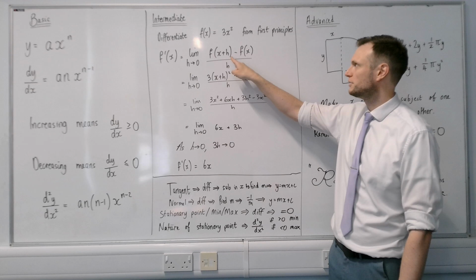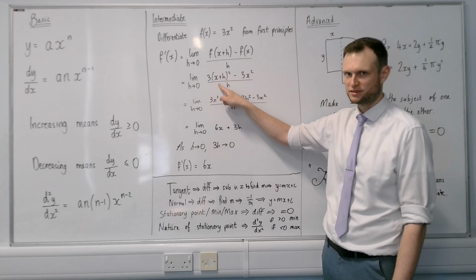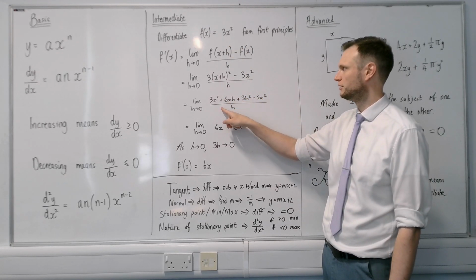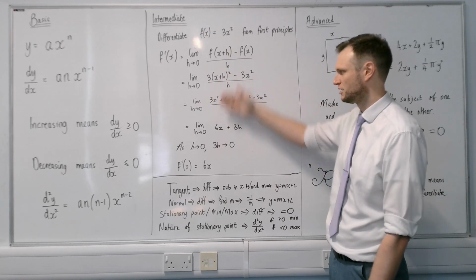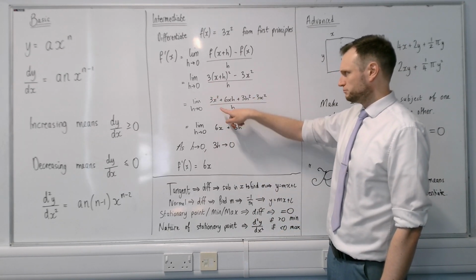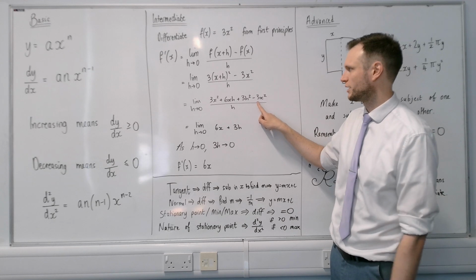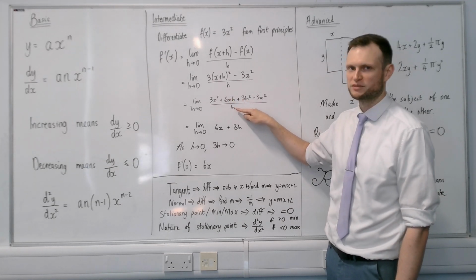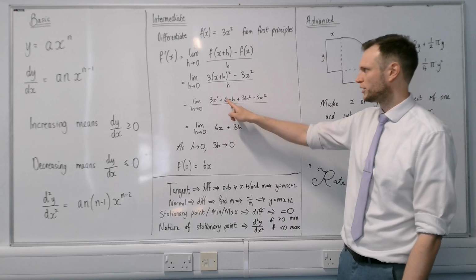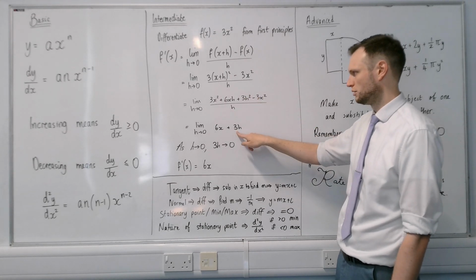So f of x plus h means you put x plus h where x is. So 3 times (x plus h) all squared, minus the function itself. Expand this. I've expanded it and multiplied by 3 just to limit the amount of space, but you can do it in as many steps as you need. Expand it and simplify. 3x squared minus 3x squared disappears, and I've also divided both of these by h. I've done two steps in one, but you can get rid of the 3x squared and then divide by h in a separate step. 6xh divided by h is 6x, 3h squared divided by h is 3h.